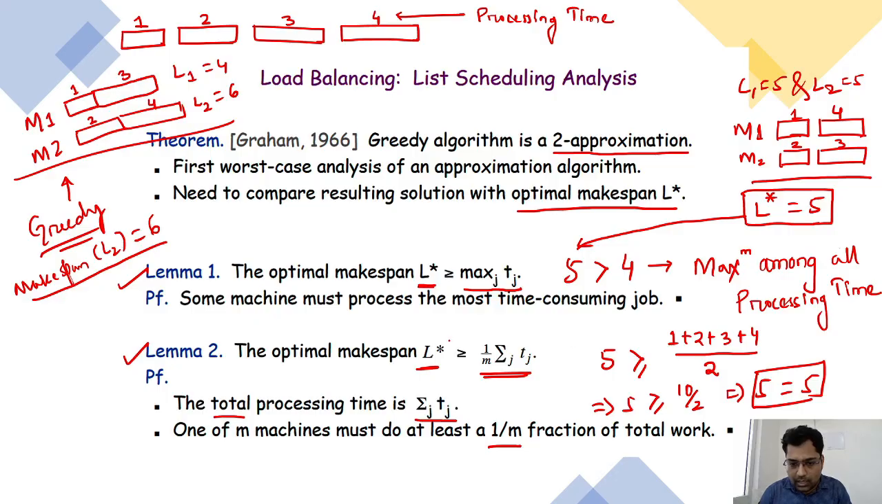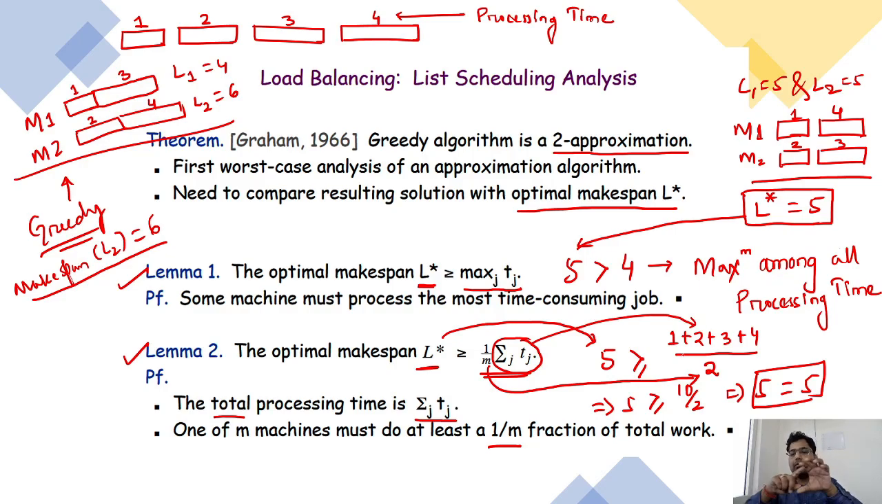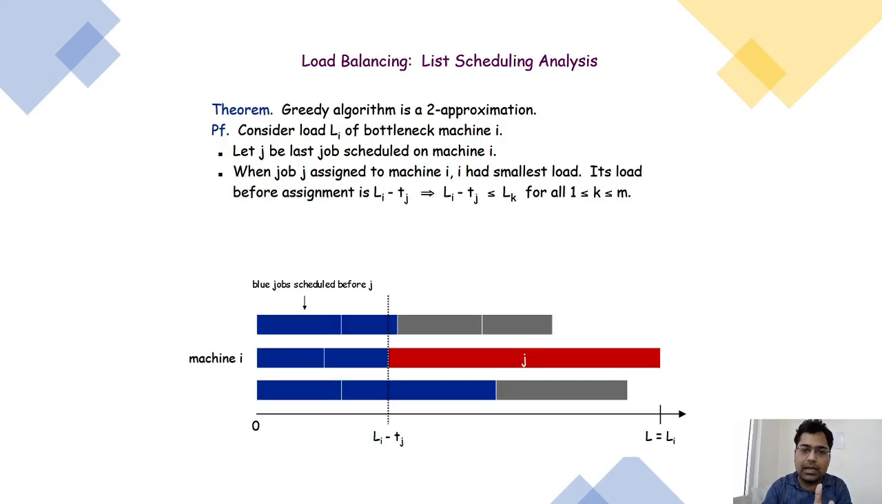On this side, m is the number of machines that we have, and t of j is what we are adding. Clear? So we are adding 1 plus 2 plus 3 plus 4. This is what we have done, and we are checking with the lemma whether we have successfully proved this or not. I hope it is clearly understood, how we are getting the lemma.